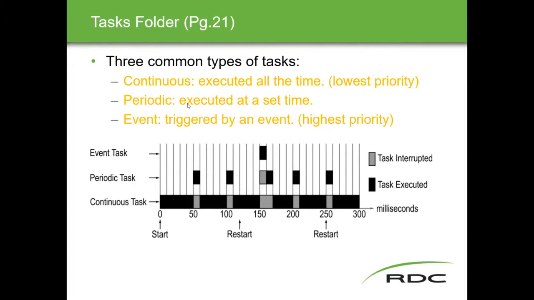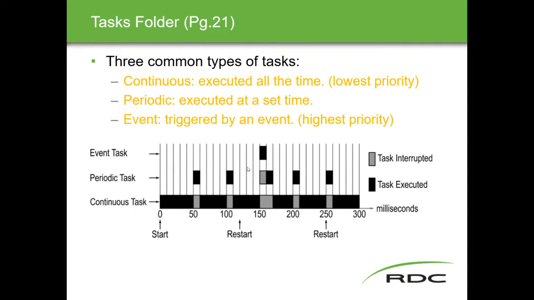Periodic tasks are, as you would guess, executed at a set time or a certain period of time. And event type tasks are triggered by an event, and these are considered to have the highest priority. So, for example, high gas pressure in our separator tank. If we get a high pressure alarm, for example, then we want a flare. So that's triggered by a high pressure alarm. It's an event type task.